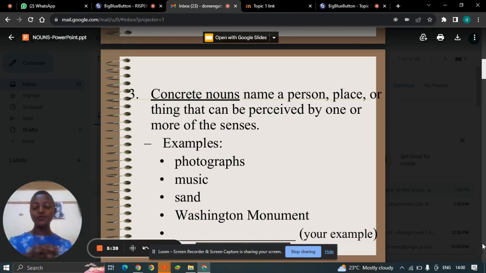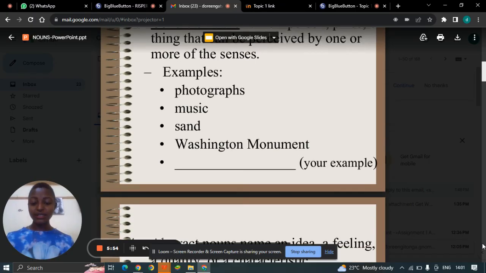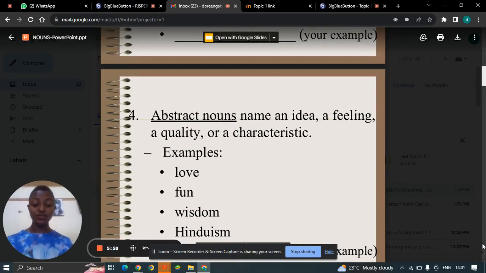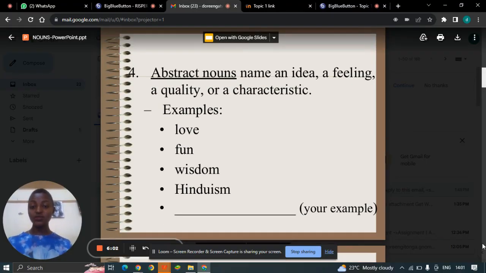If it is maybe the sound, you can feel the texture, so you can touch. If it is maybe a watch, you can see the watch, and so on. The fourth type of nouns, I'm rushing because you already know the nouns that you have been taught back in high school. So the fourth one, you have the abstract.